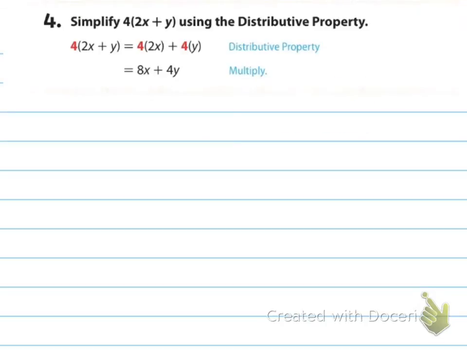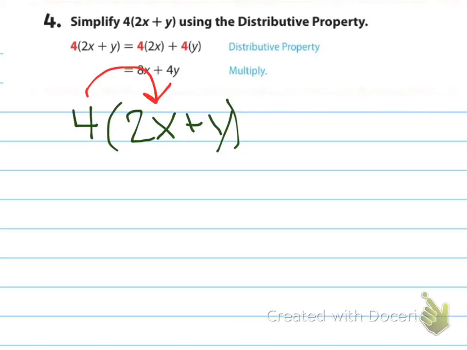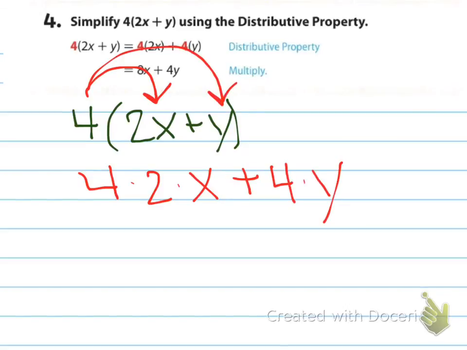For number 4, it says simplify 4 times, in parentheses, 2x plus y using distributive property. And don't forget, distributive property is our beautiful rainbow. I know you all are very impressed by this rainbow I'm about to do for you, so I'm going to go ahead and impress you. So we've got 4 times 2 times x plus 4 times y. And so I can do 4 times 2. That's 8. And don't forget, it's 8 times x. So I'm left with 8 times x plus 4y.